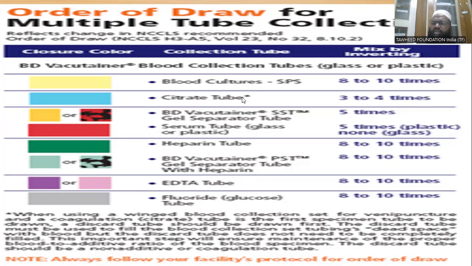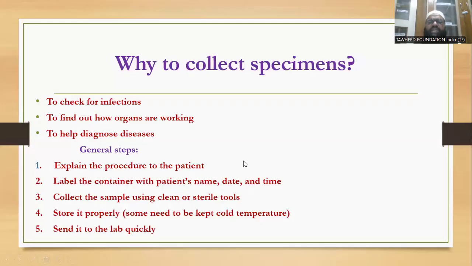Coming to citrate tubes, you have to invert it 3 to 4 times. Coming to serum tube, 5 times at least. Coming to heparin, 8 to 10 times, you have to mix by inverting it. EDTA also 8 to 10 times, and fluoride also 8 to 10 times. This is the correct procedure to collect the blood sample and mix it.